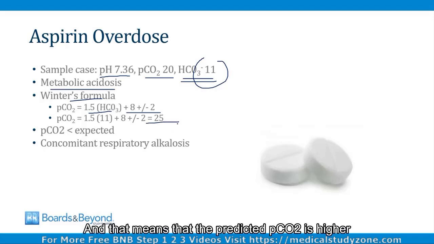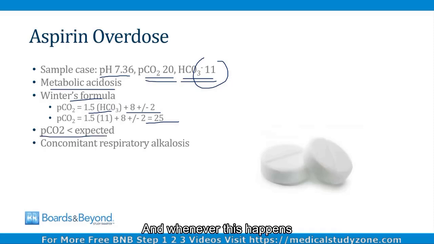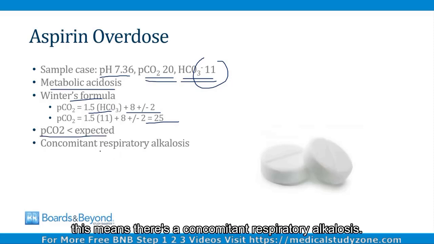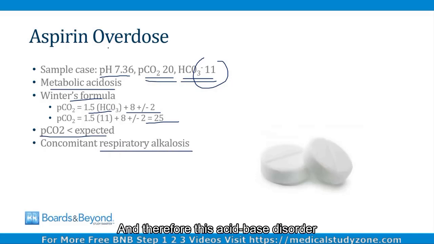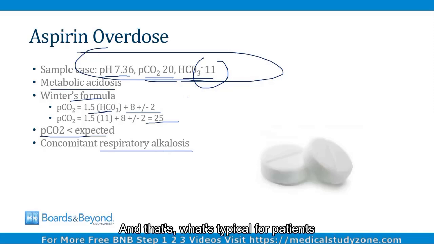And that means that the predicted PCO2 is higher than the actual PCO2 of 20. You have a lower PCO2 than what you expect. And whenever this happens, this means there's a concomitant respiratory alkalosis, and therefore this acid-base disorder is describing a patient with a mixed respiratory alkalosis and metabolic acidosis, and that's what's typical for patients with an aspirin overdose.